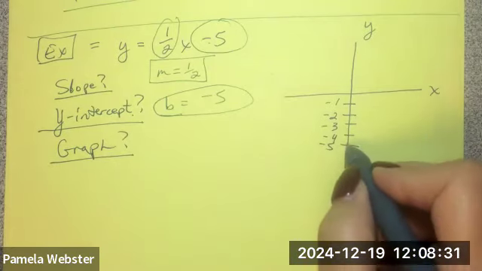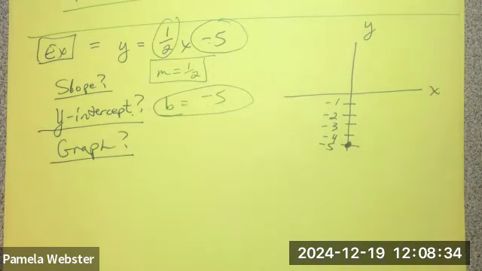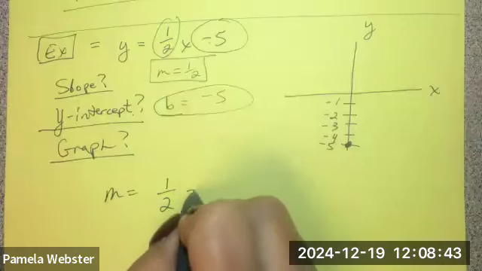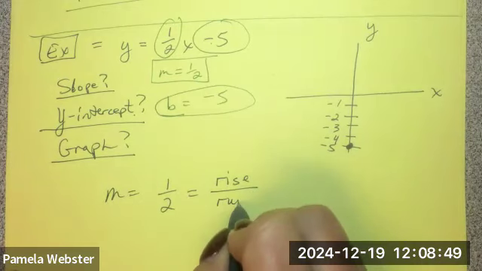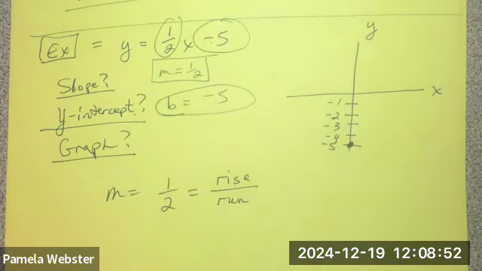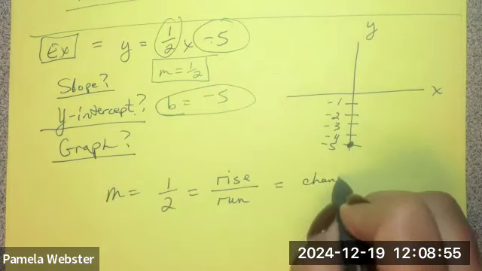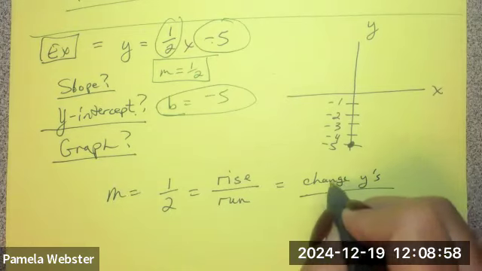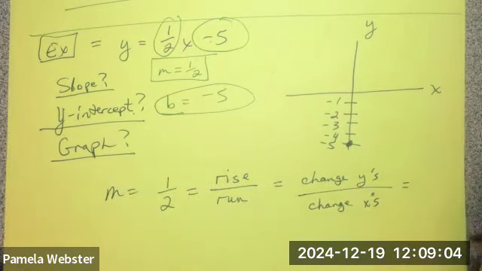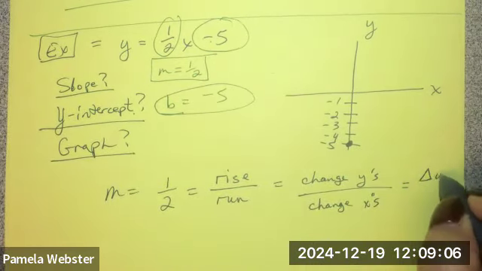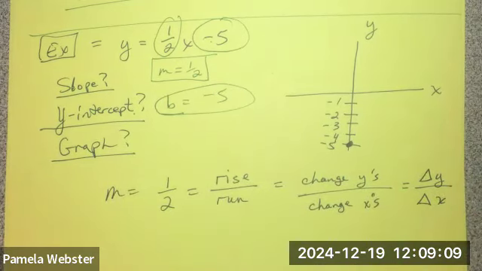But there's definitely a solution to this graph. It's the y-intercept right there, right? And it says slope equals 1/2. So again, m equals 1/2. We're going to talk a little bit more about this. Many of us know that slope is rise over run, right? You might have heard it's the change in the y's divided by the change in the x's. And if you're really on that calculus path, you might have seen delta y over delta x, where delta means change in this case.